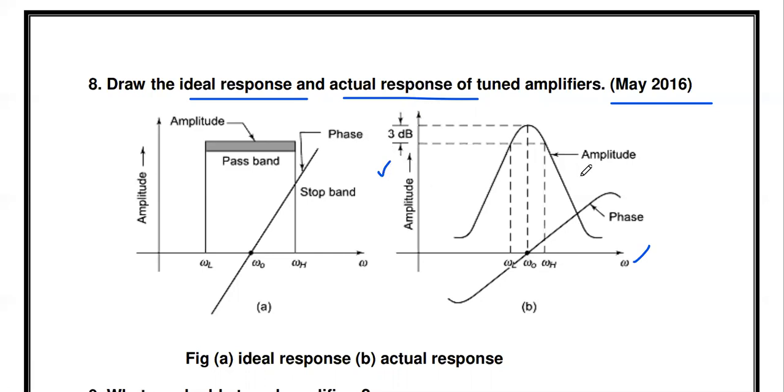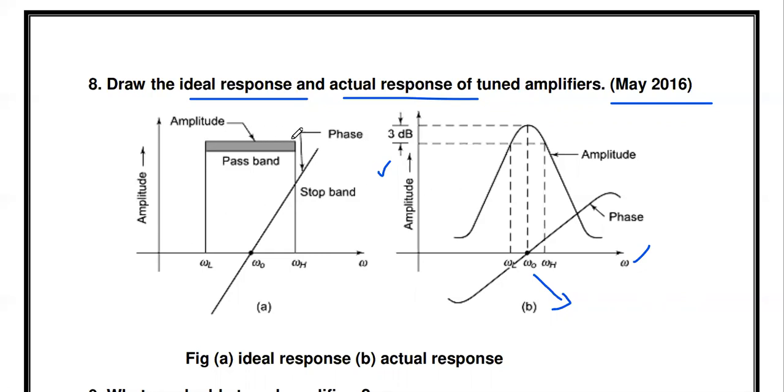So you see the curve: at frequency omega equal to omega naught, this omega naught is the resonant frequency. At the resonant frequency, the output amplitude is maximum. Below resonance and above resonance, the output amplitude decreases. So this is the actual, that is the practical, response of the tuned amplifier.